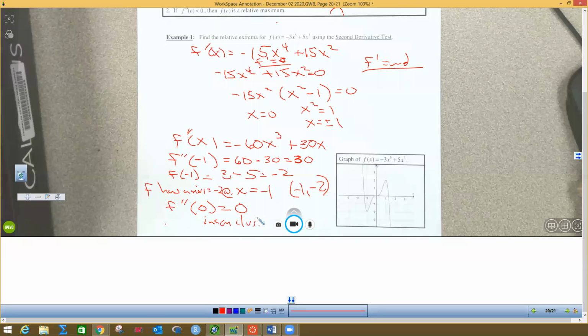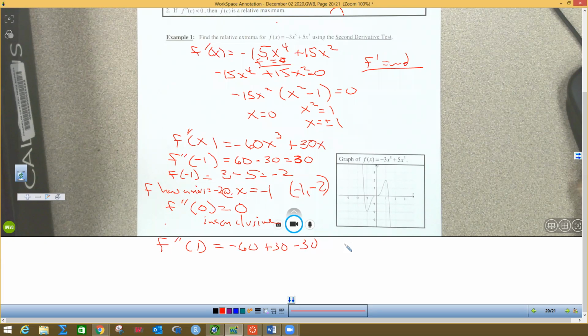Or we could say don't know, can't tell. So we don't even need the y value. And then the last, we need f prime of 1 because that's our other critical number. And f double prime of 1 is going to give me -60 plus 30, which is -30.